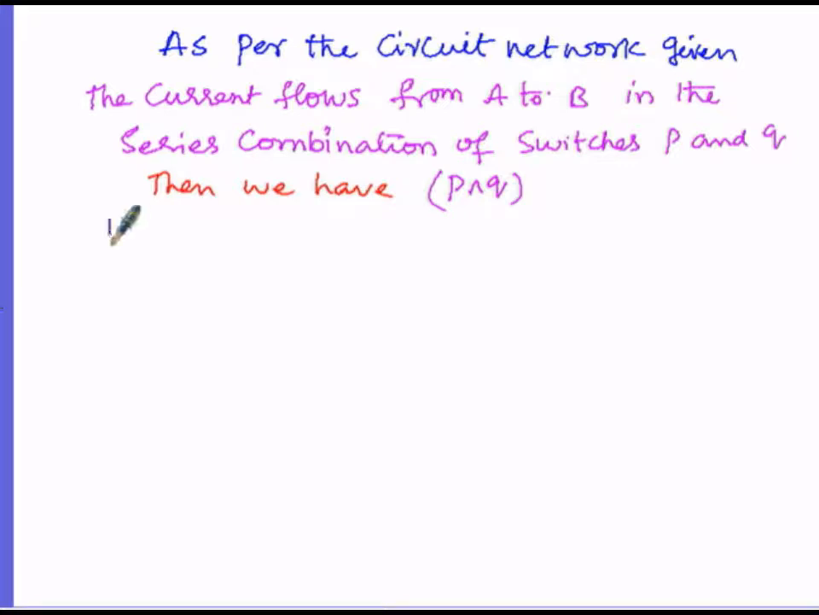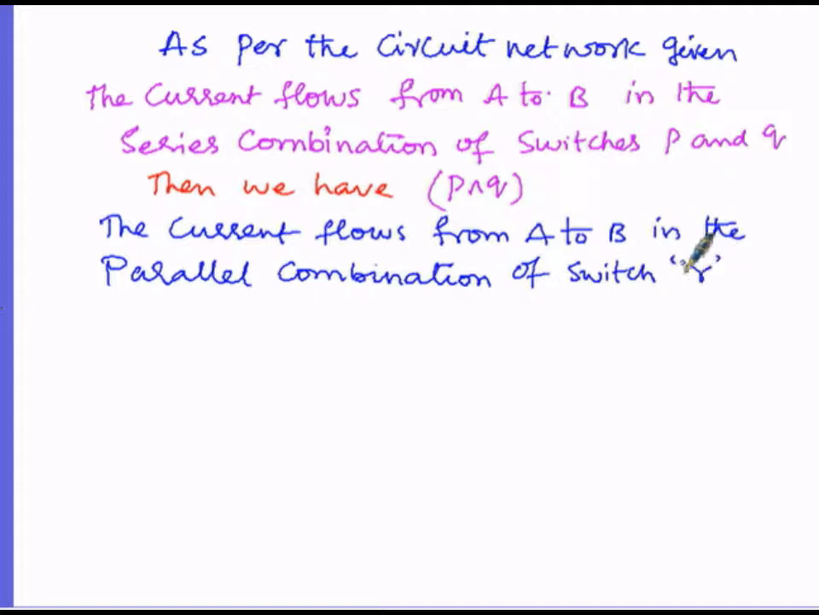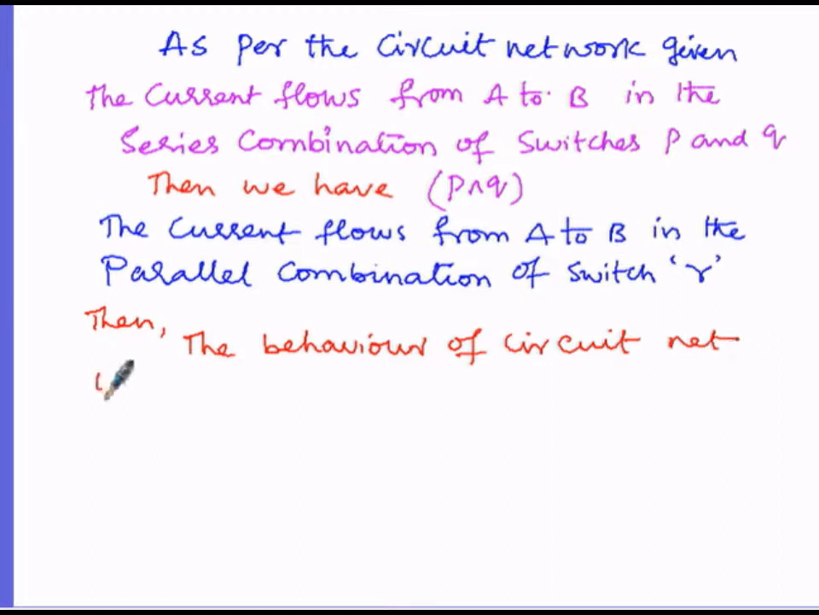In the similar manner, the current flows from the terminal A to the terminal B in the parallel combination of switch R. Now the behavior of the circuit network can be shown by means of the truth value of the truth table of the condition P and Q. Since R is connected in parallel, we can write the condition as P and Q or R.